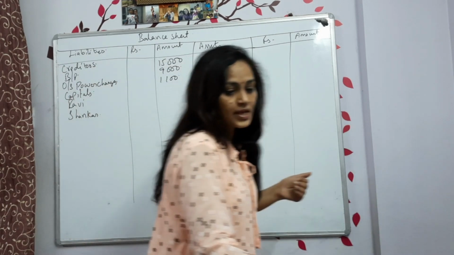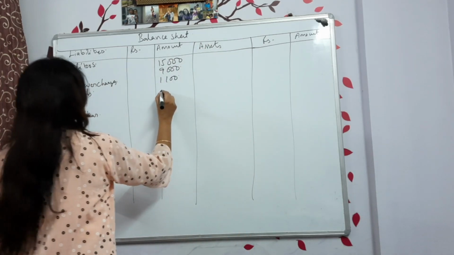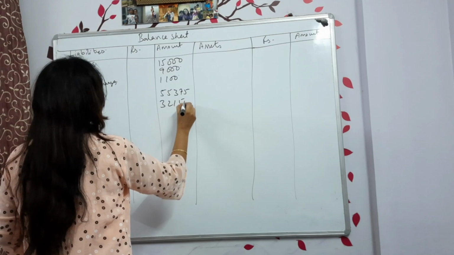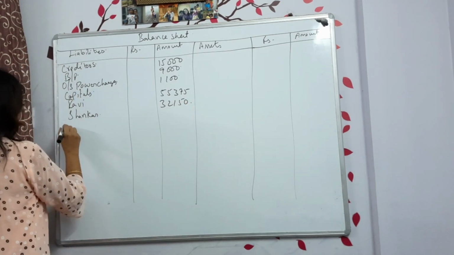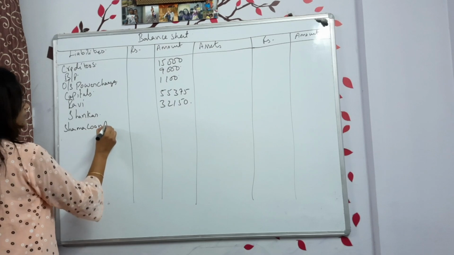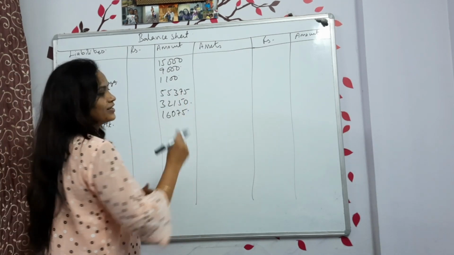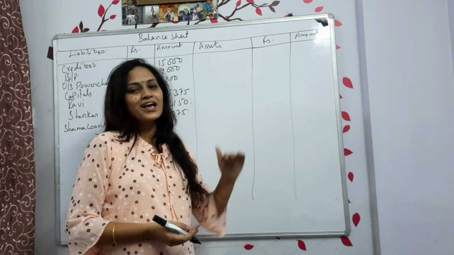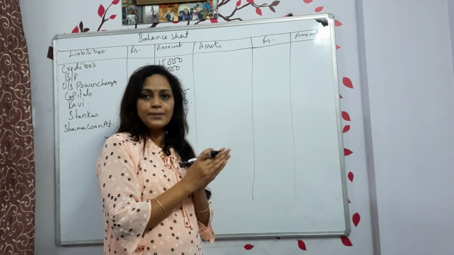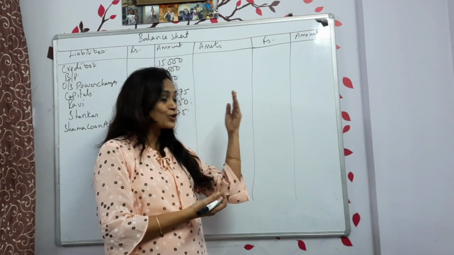What was that balance? That was 55,375 and 32,150. Next we are having Sharma's loan account, right? What is the amount? Sharma's loan 16,075. Clear? Now we'll move on to the assets. According to me, we have completed the liabilities. If it is not completed, let us cross check if anything is not added. Okay, let's move on to the assets.